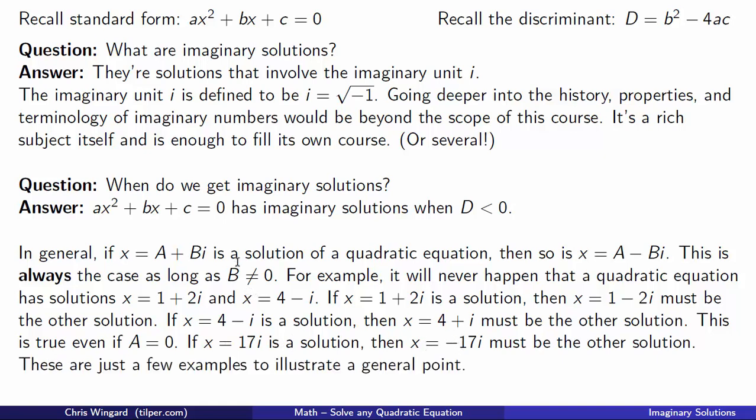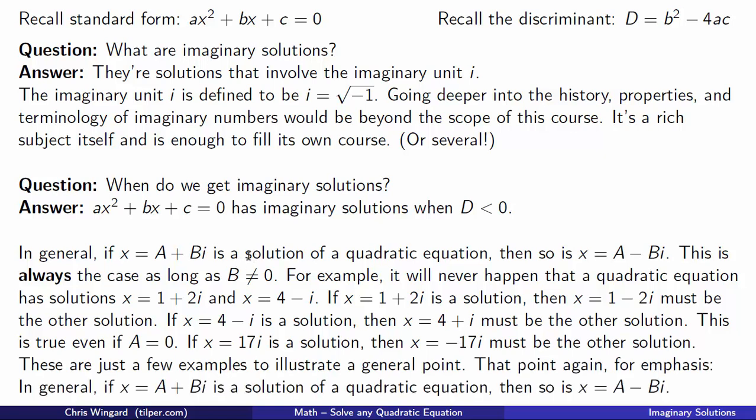So these are just a few examples to illustrate the general point. And again, for emphasis, that point is, if x equals A plus Bi is a solution of a quadratic equation, and B is not 0, then x equals A minus Bi is also a solution.